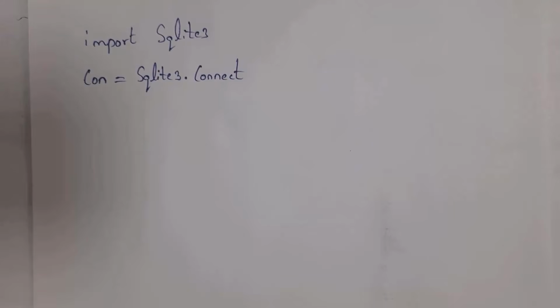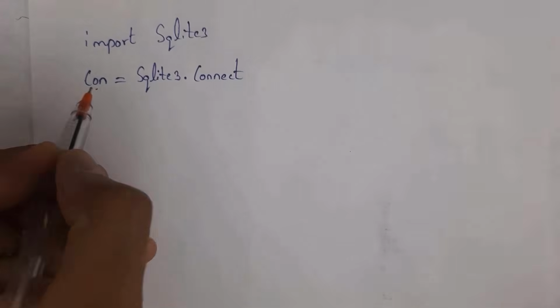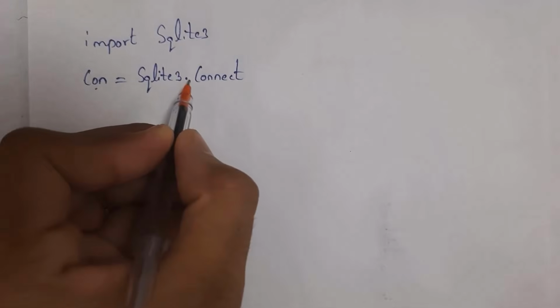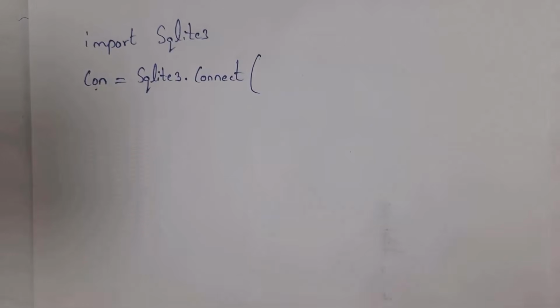By using the connect method, we can connect to a database. If the database is already present in my system, then it will connect to the database. But if the database is not present in my system, then it will create the database and it will connect to the database. For example, the database is not present in my system. Now I want to create a database. So just write here con equal to the module name, that is sqlite3.connect. Using the connect method we can create a database if the database is not present in my system.